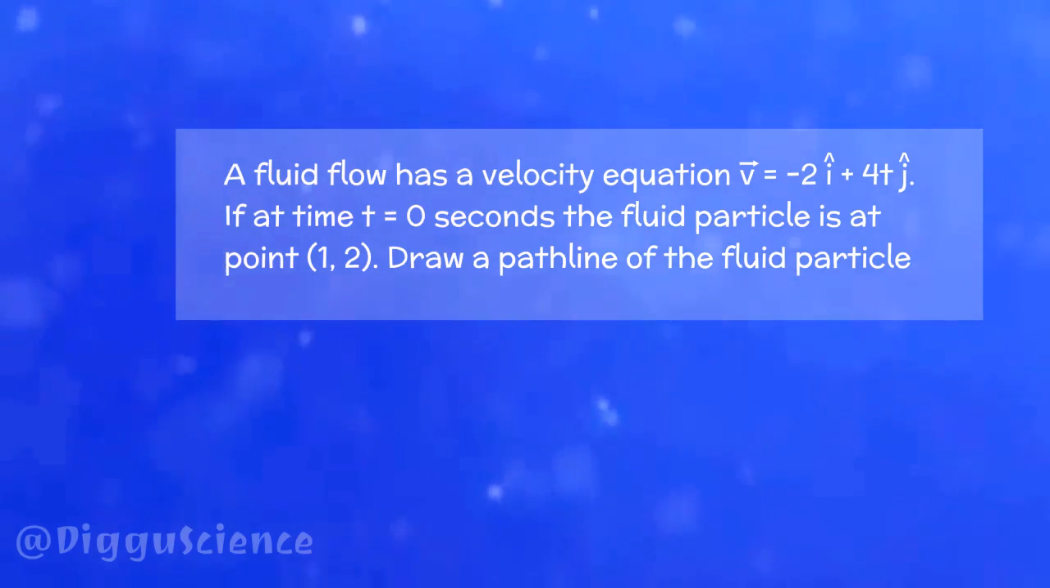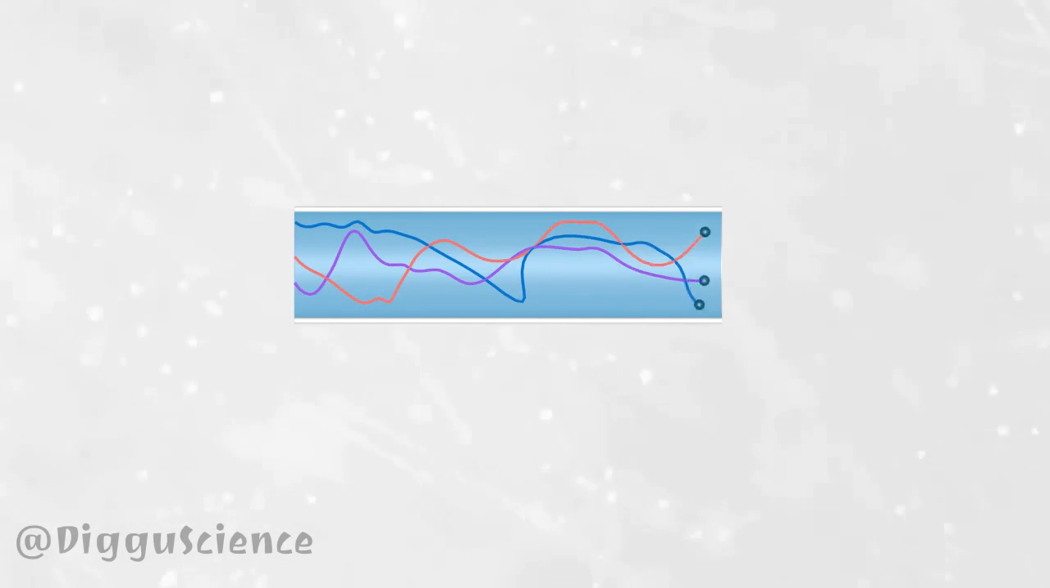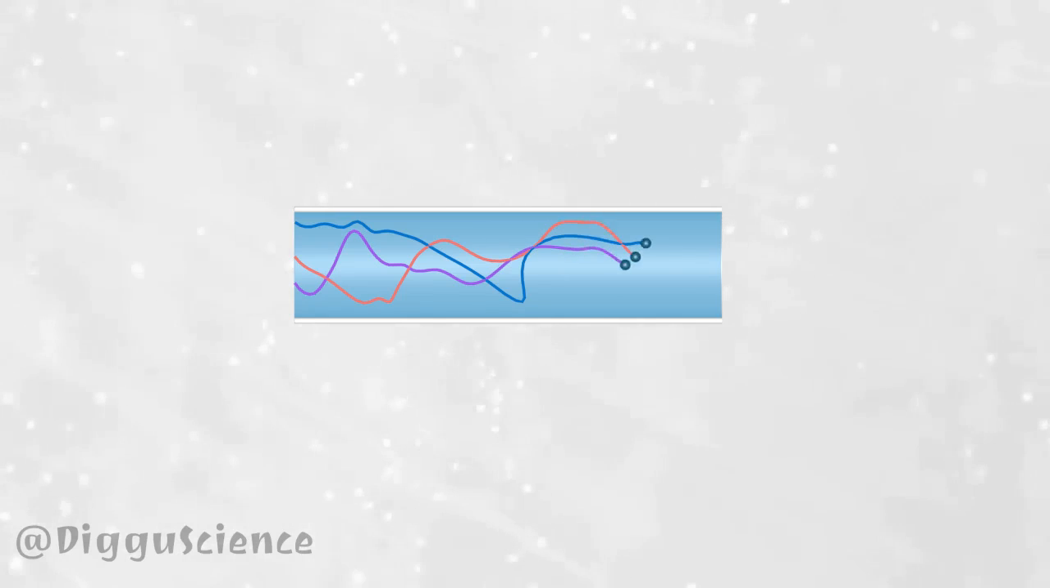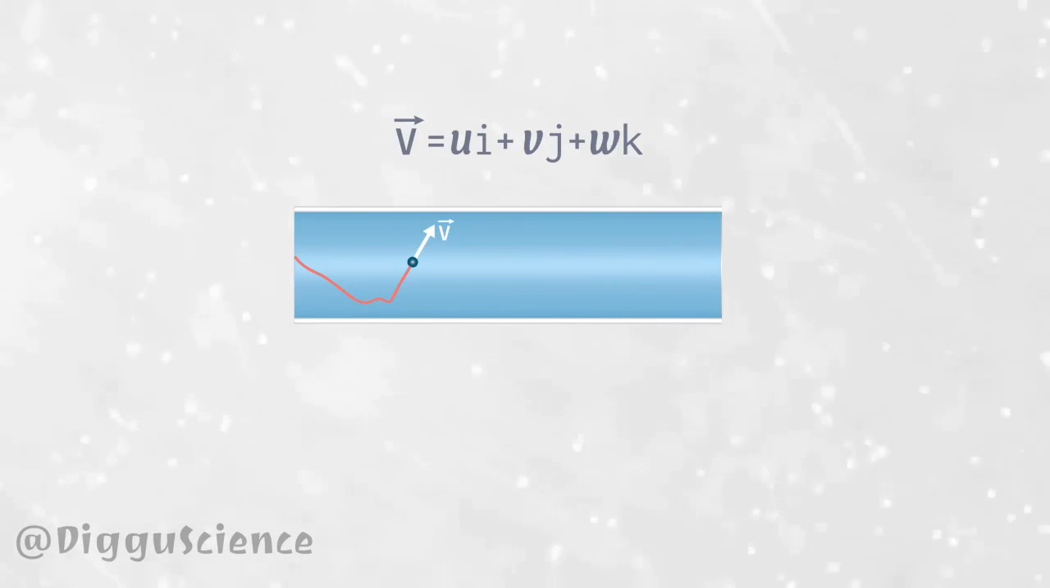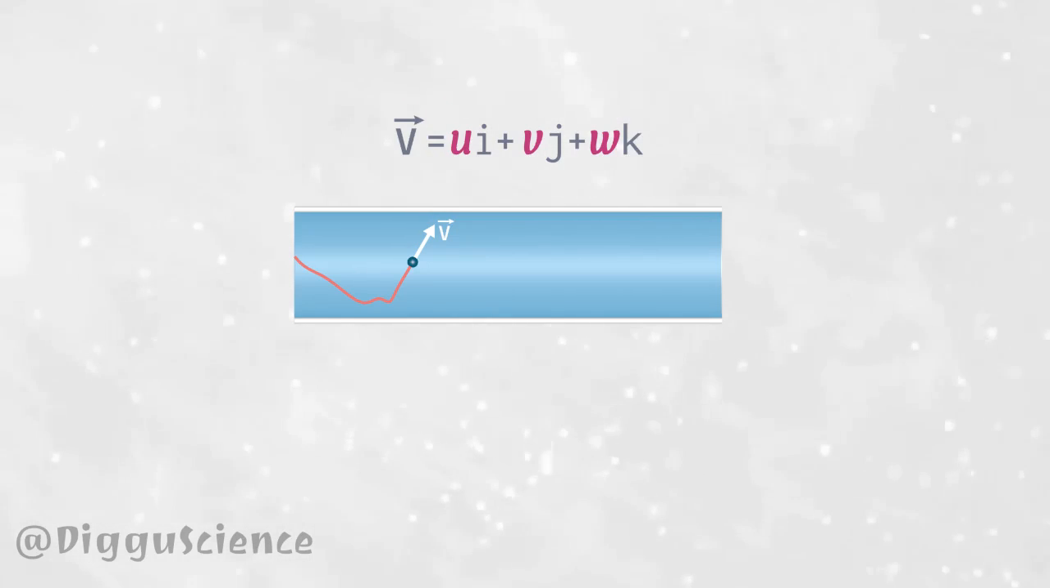Before going to the discussion sheet, let's get to know some important equations for calculating the path line. Here is a fluid flow. In this fluid, particles flow. The trace of the path passed by the particle is the path line. Let's say the particle's velocity field is u i hat plus v j hat plus w k hat. u, v, and w are component vectors on their respective axes.